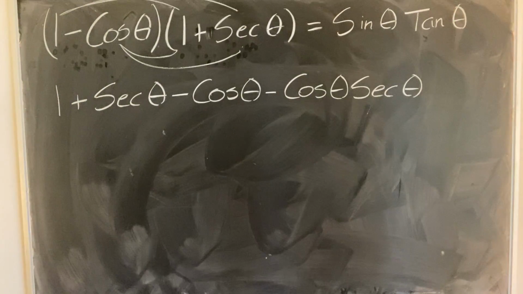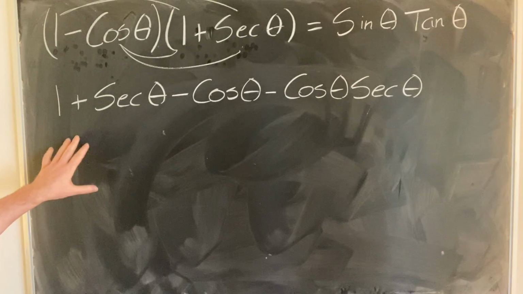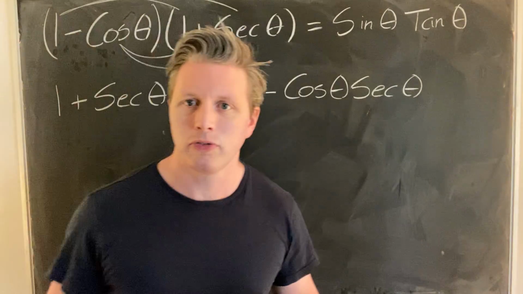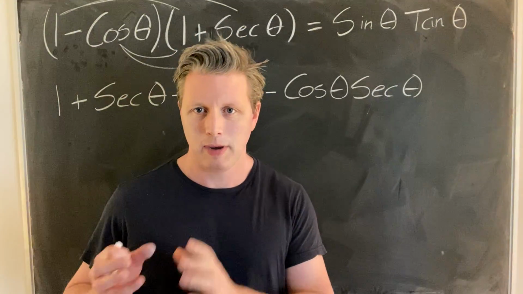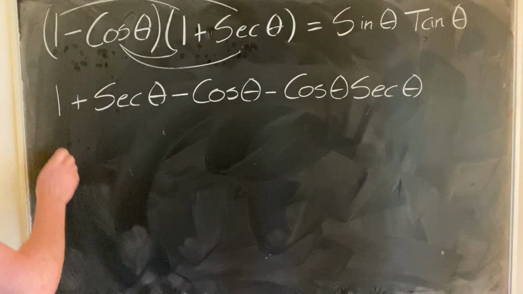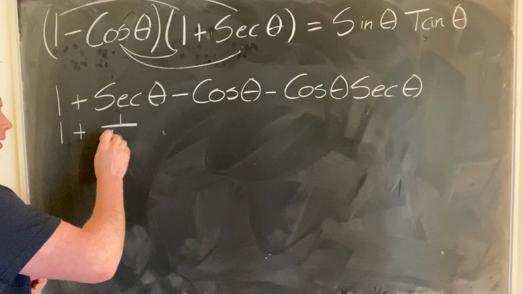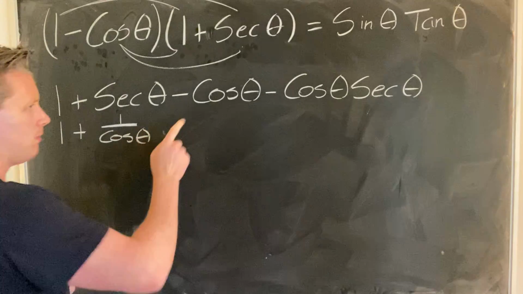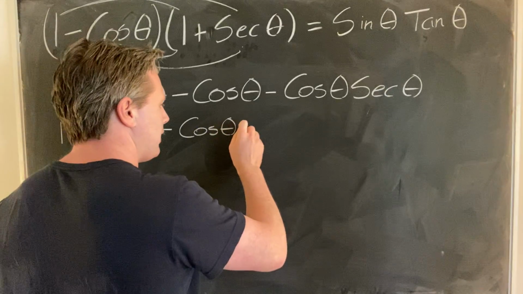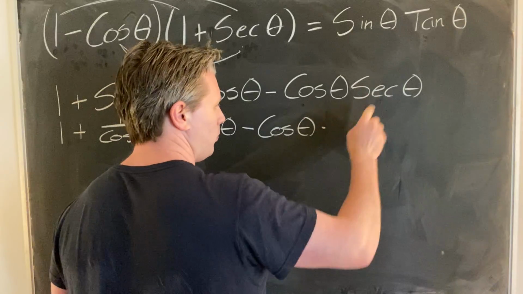Okay, so what am I going to do? Well, the first thing I'll do is convert my sec theta into 1 over cosine theta, because I know that sec theta, by definition, is the reciprocal of cosine theta. So sec theta is 1 over cosine. So I will write this as 1 plus 1 over cosine theta minus cos theta minus cos theta times 1 over cosine theta.